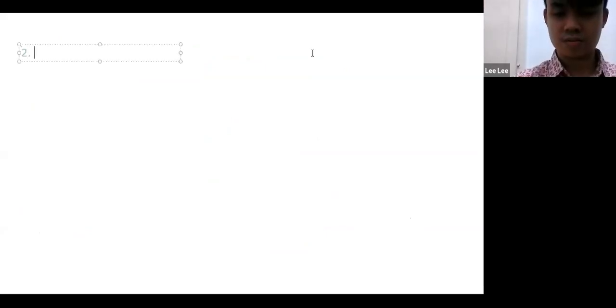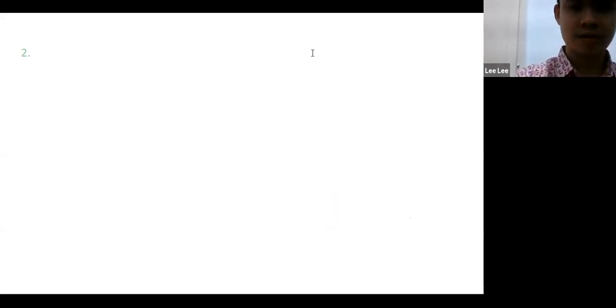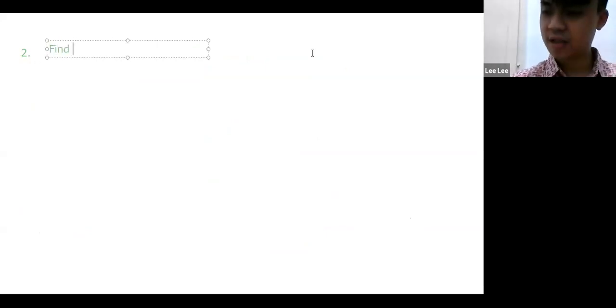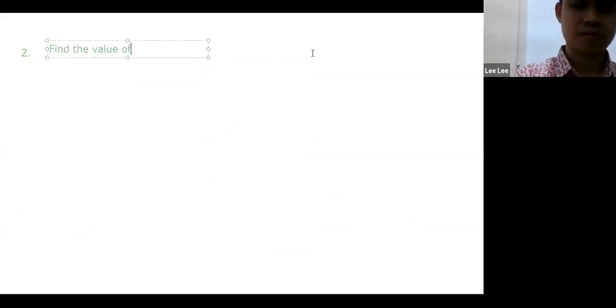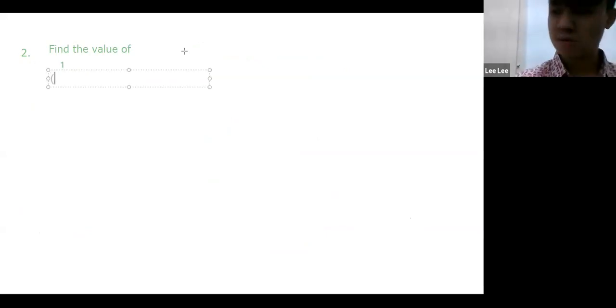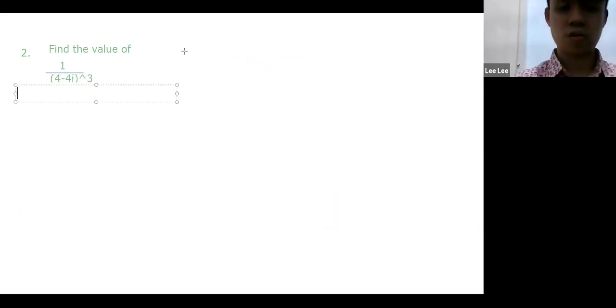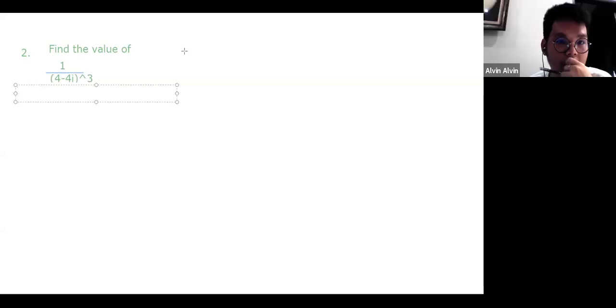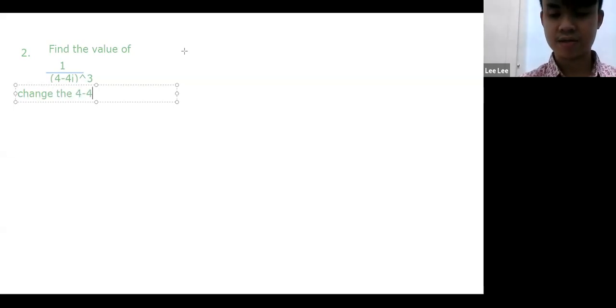Number 2. So let's say now you have, okay, find the value of 1 over (4 minus 4i) cubed. Okay, so your first step, you can change the 4 minus 4i into a polar form first.